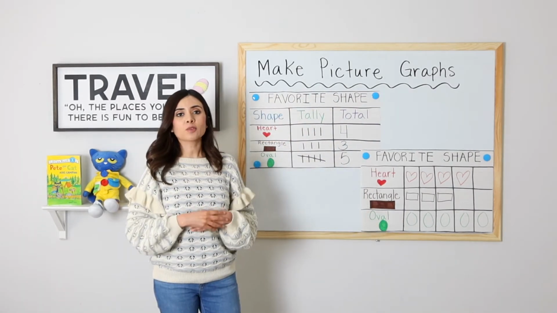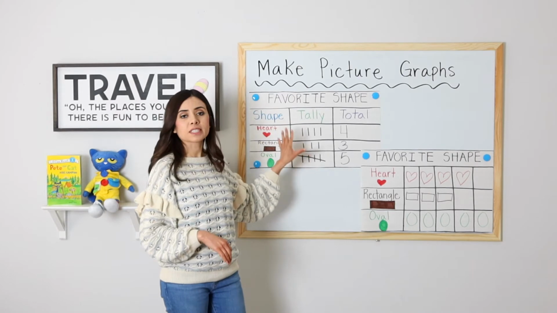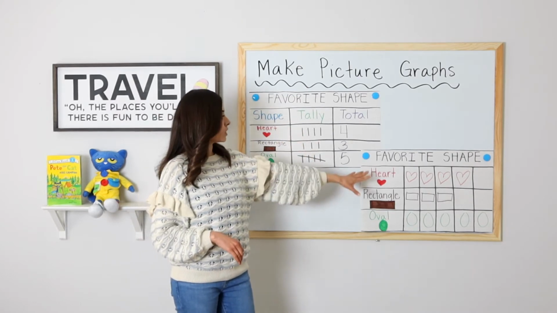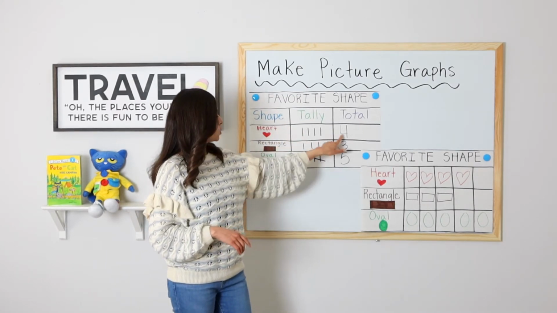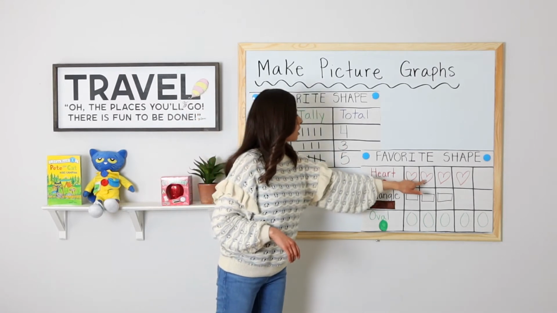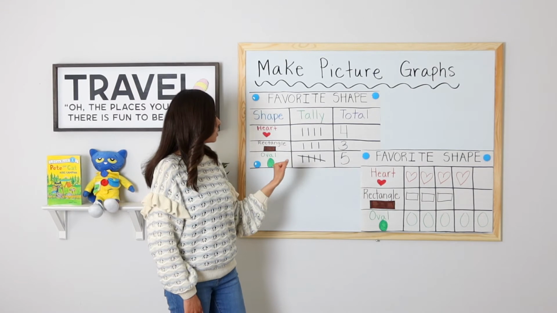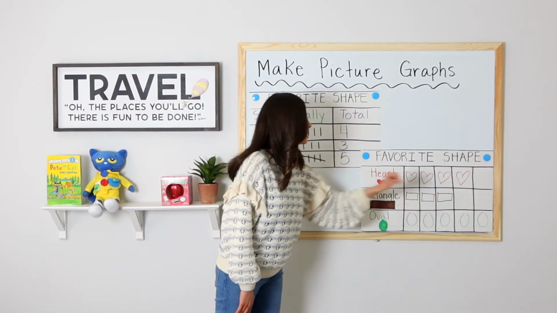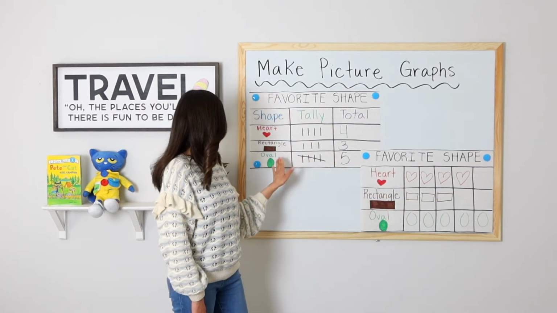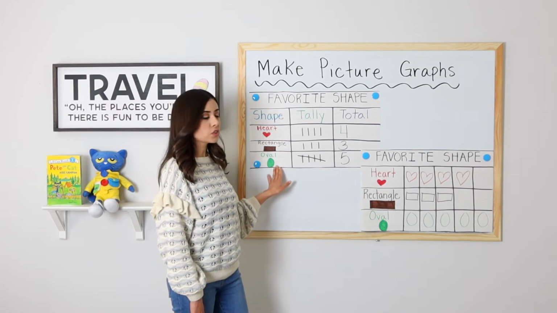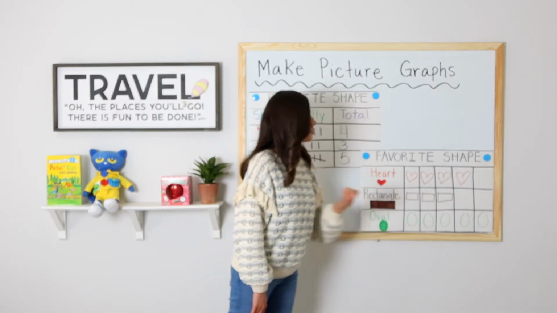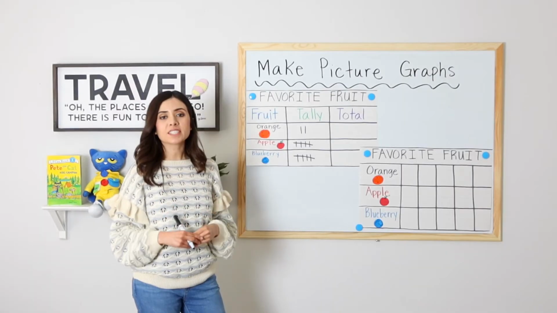So just like that, I was able to transfer the data from my tally chart onto my picture graph. 4 students chose a heart, so I drew 4 hearts. 3 students chose a rectangle, so I drew 3 rectangles. And 5 students chose an oval, so I drew 5 ovals. Very good. Ready for the next example?